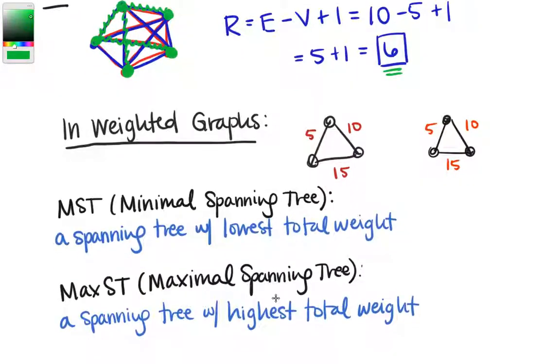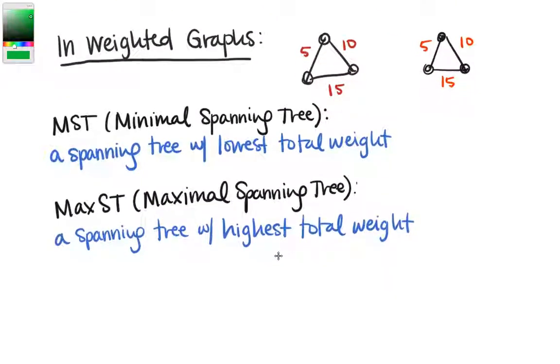Okay. And let's go ahead and talk about one last concept here, which has to do with weighted graphs. We'll see more about this in the next couple of sections. So an MST, or a minimal spanning tree, is a spanning tree with the lowest total weight, and a max ST, or maximal spanning tree, has the highest total weight. So what we're looking for here is spanning trees where we look at the total weight of those edges and see what's highest and what's lowest.